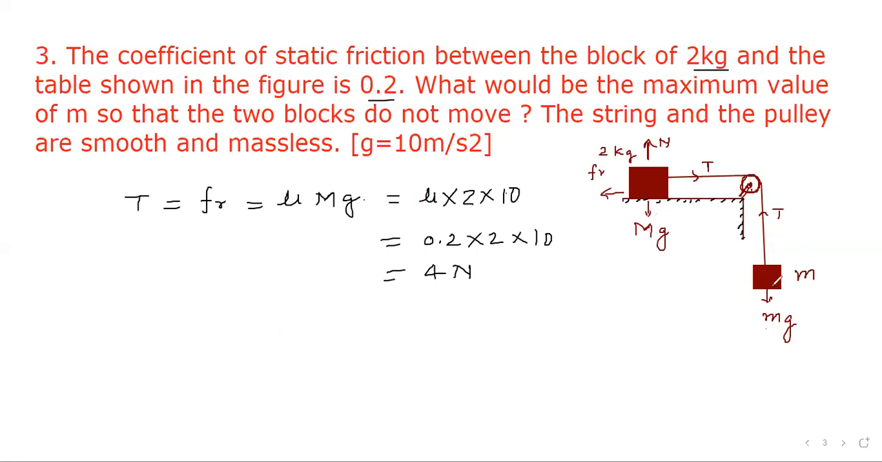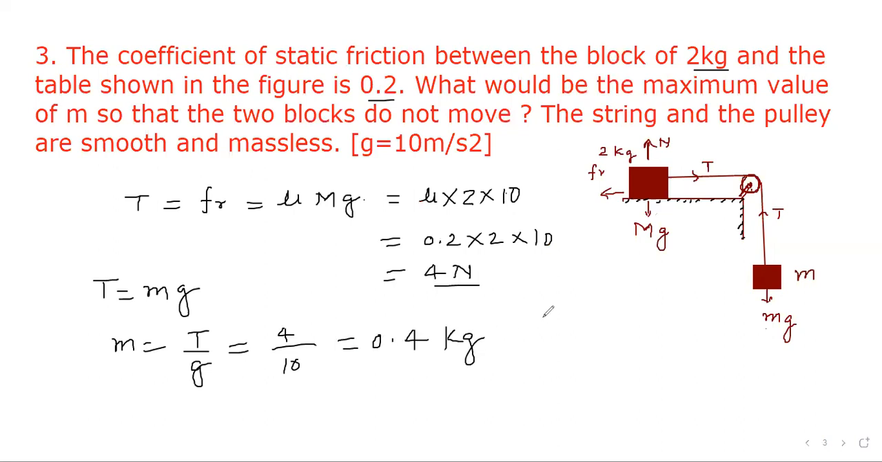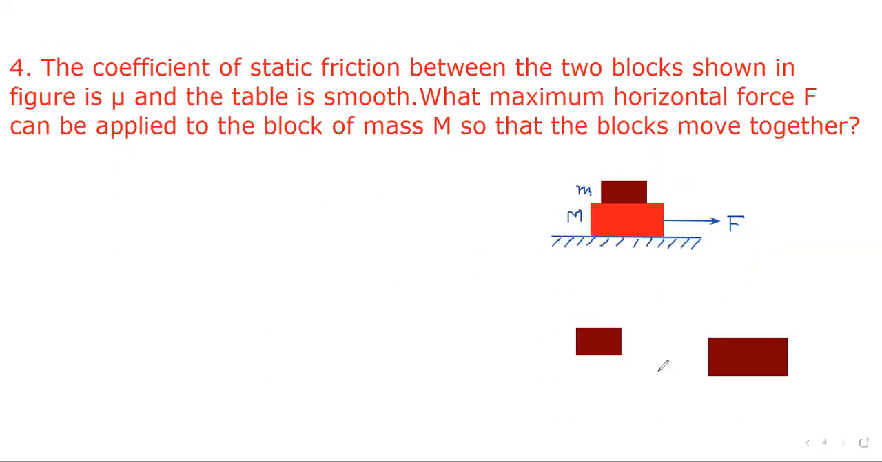Now for this block, since this block is also not in motion, we say tension equals mg and we have to find out m. So m is equal to T upon g. T is given as 4 Newton. G is 10 meter per second square. So this will give 0.4 kg. And that's our answer. Let's go to the next question.